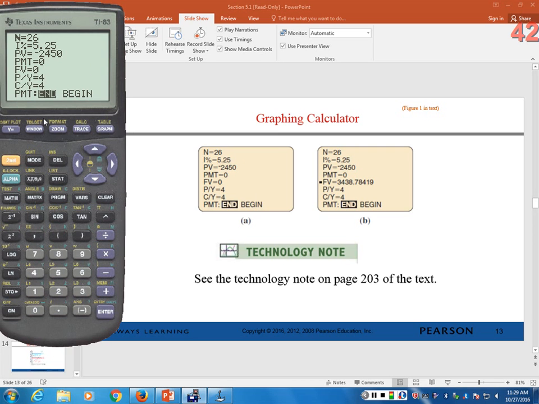And we'll talk more later on about when is it the end and when is it the beginning. But basically, this is compounding at the end of each period. So if we just hit enter, it doesn't do anything, but if you hit alpha enter, it's supposed to go to solve. My calculator's stuck.